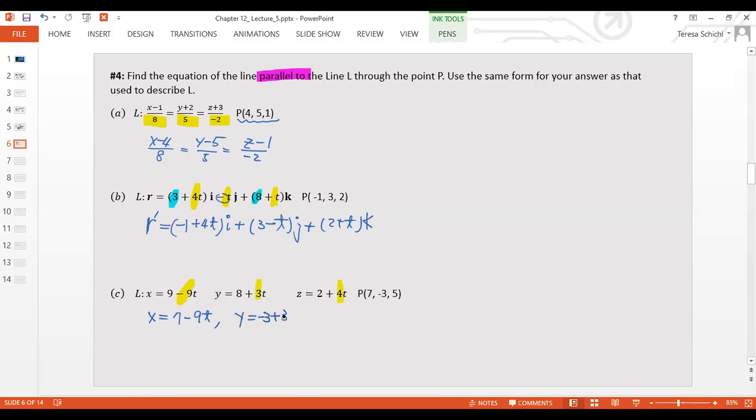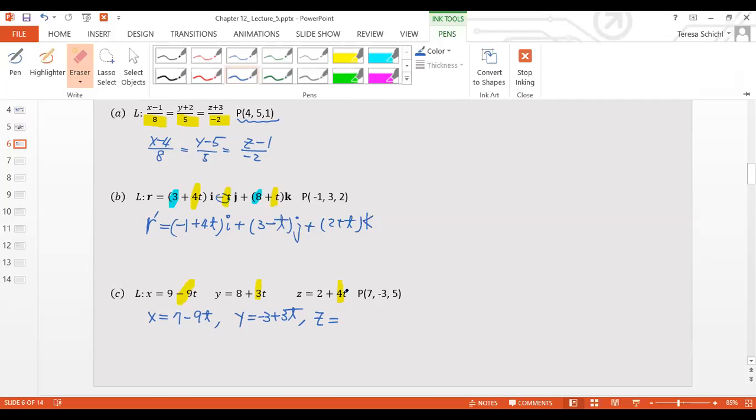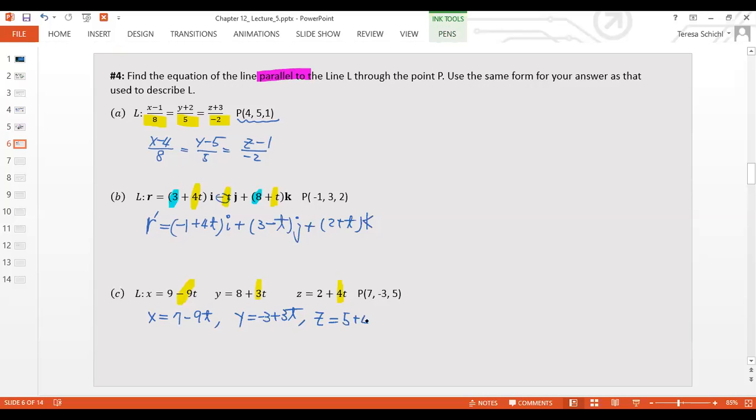-3 plus 3t. And z is equal to what? I'm sorry, it's not a 2, it's the new point, right? So it's a 5 plus 4t. So they all have the same direction, right? So -9, 3, and 4.